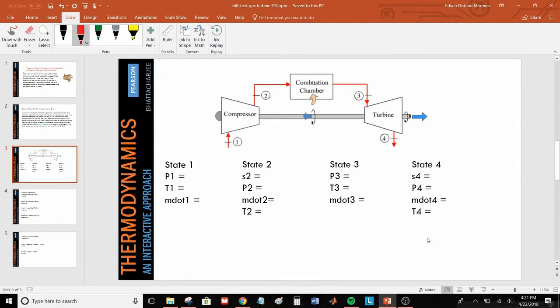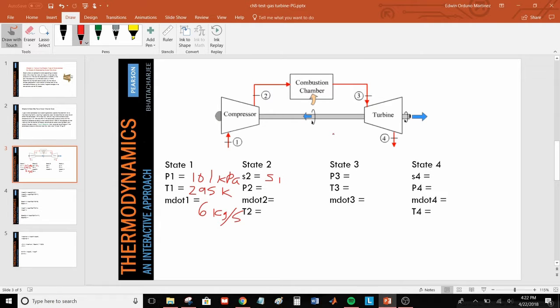So, based on the ideal Brayton cycle, we have four states. State 1 is before the compressor, where we're given the pressure, which is 101 kPa, temperature is 295 Kelvin, and mass flow rate is 6 kilograms per second. State 2 is after the compressor, which is considered an isentropic compression, which means the entropy remains the same as state 1.